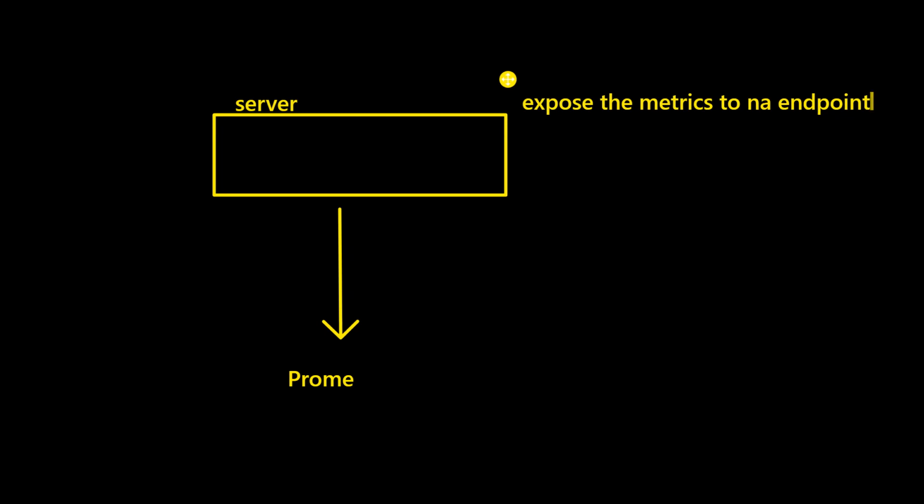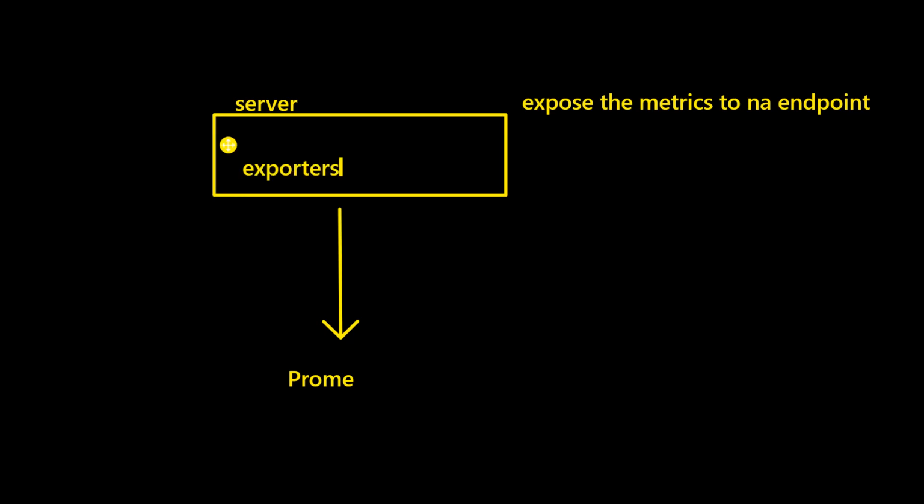Certain targets can expose these metrics by default. It is exposing to an endpoint or a port number in a way Prometheus can understand. So some of the targets can do it by default, but in case the targets cannot expose, or for certain targets, to make them expose the metrics to an endpoint, we have to install something called exporters.